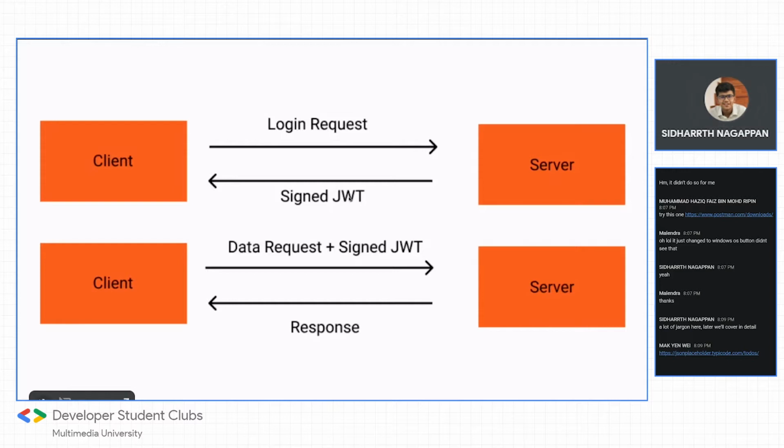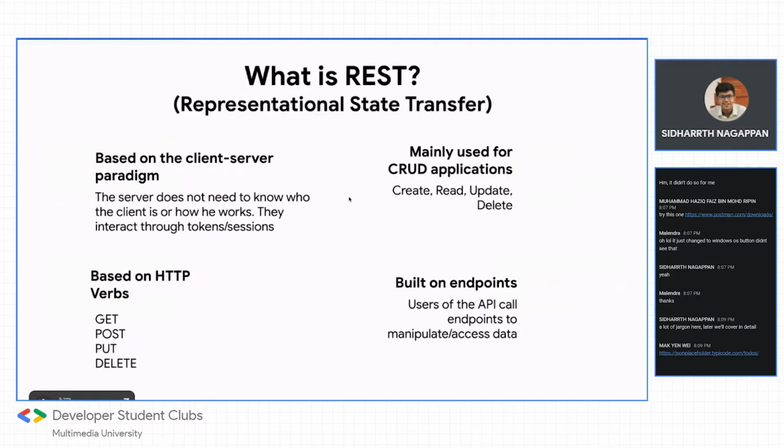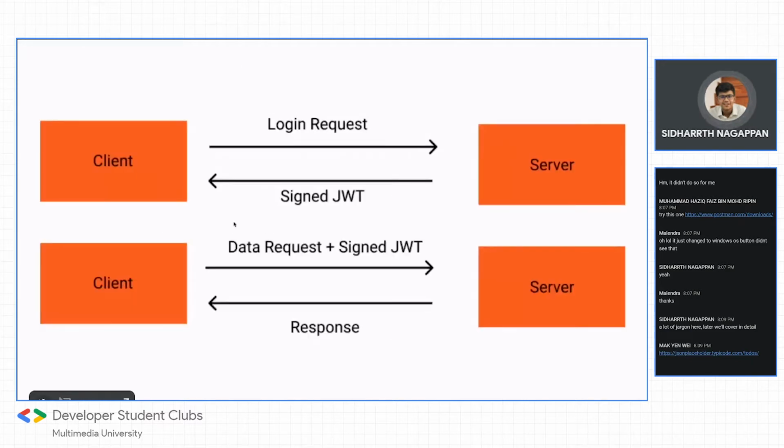JWT is what I said just now, the tokens. The server doesn't know who the client is, but we're using tokens to identify which client we are working with. JWT is the industrial level of tokens used. Essentially, it's just a string with a lot of characters, basically like a token, and then the client will store the token for future requests to the server. That way the server will know that the client is actually authenticated.